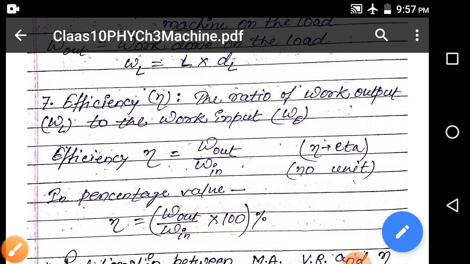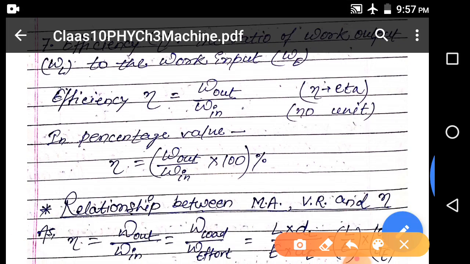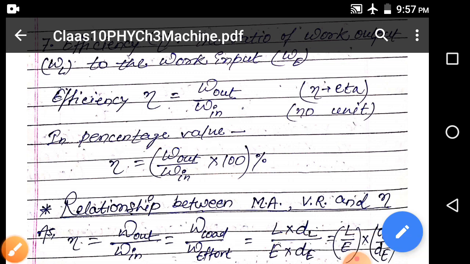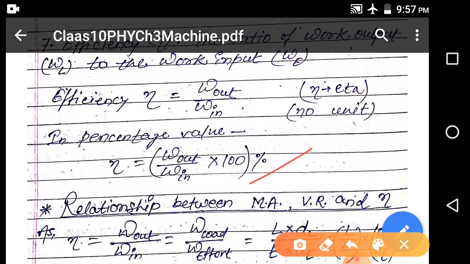Now sometimes the efficiency is represented as a percentage value. So here see the formula, eta equal to work output by work input into 100%. So this gives the percentage value of the efficiency of a machine.